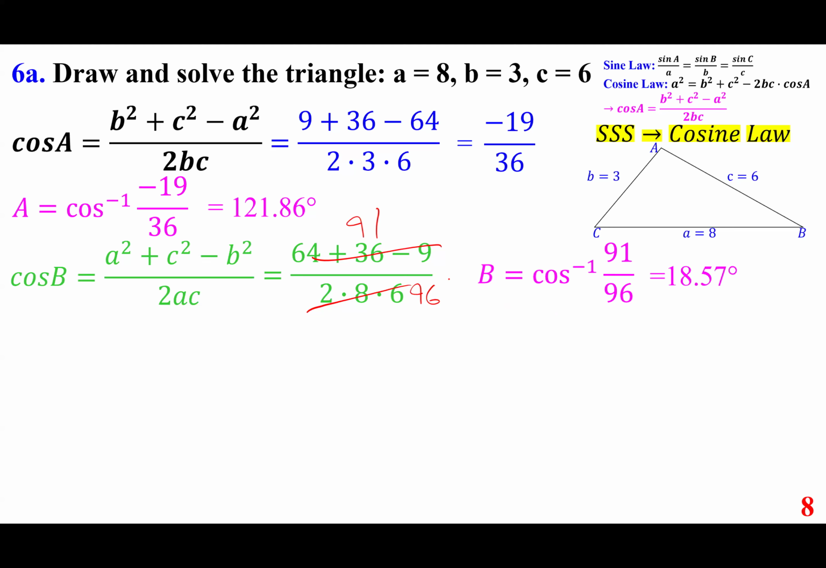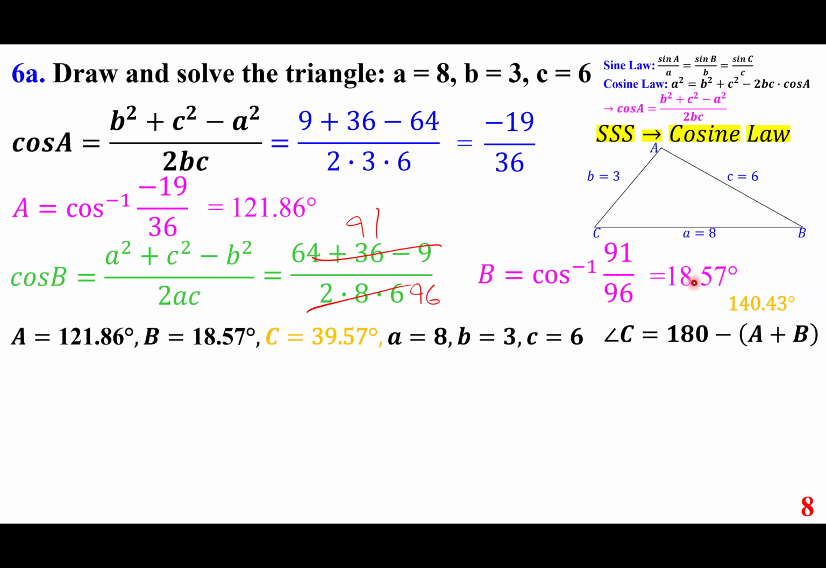And now that we have the second angle, the sum should be 180. In other words, this one and this one, and the missing one must be 180. So angle C is 180 minus A plus B, and A plus B is the sum of these two, 140.43, and C becomes 39.57. So we have the synopsis of everything here.